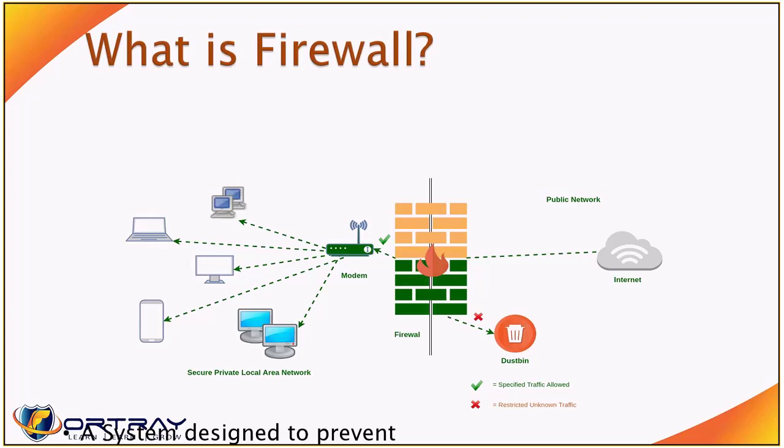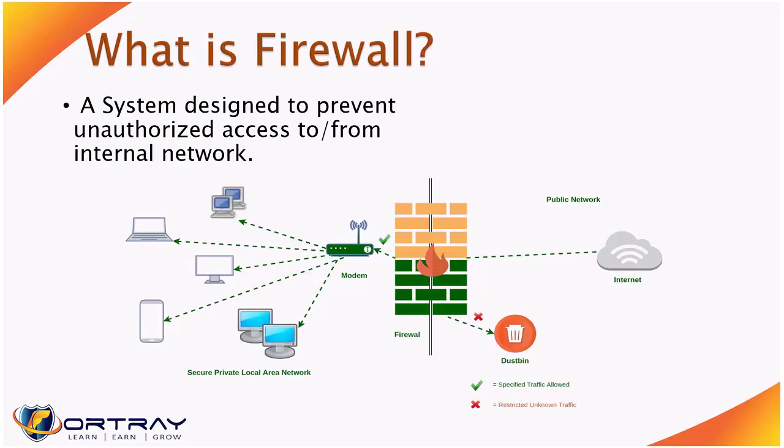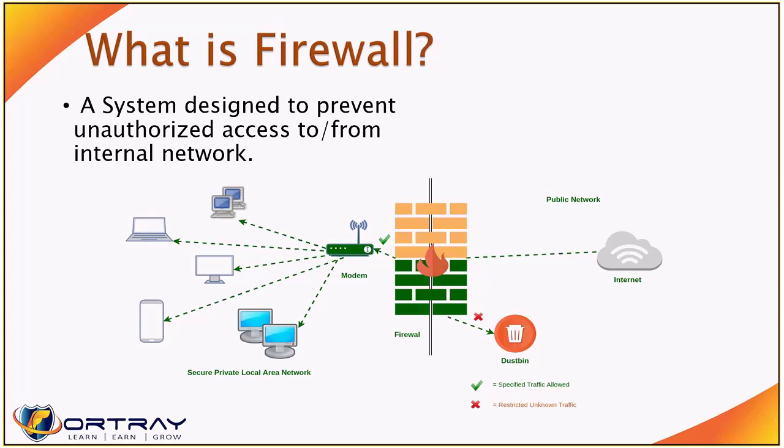So what is a firewall? Okay, a system designed to prevent unauthorized access to or from an internal network. So that's a definition of a firewall: a system which is preventing unauthorized access to or from the internal network. So you always have an internal network and an external network, and you want to make a segregation between your internal network, the secure private LAN, and the internet, the public network. Whatever specified traffic you see will be allowed, and the unknown traffic will be restricted.